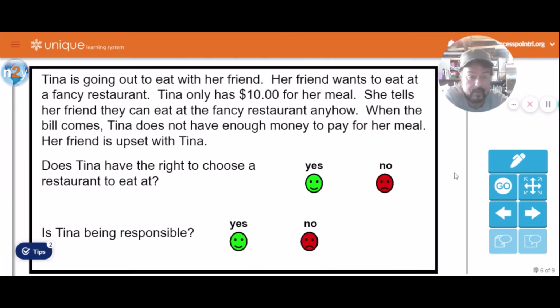Okay, now we're in the scenario cards. Tina is going out to eat with her friend. Her friend wants to eat at a fancy restaurant. Tina only has $10 for her meal. She tells her friend they can eat at the fancy restaurant anyhow. When the bill comes, Tina does not have enough money to pay for her meal. Her friend is upset with Tina. Okay, so does Tina have the right to choose a restaurant to eat at? Of course. Yes, she does have that right.